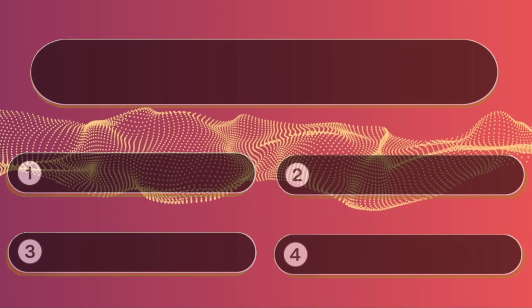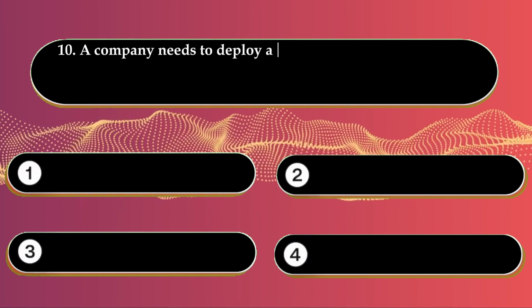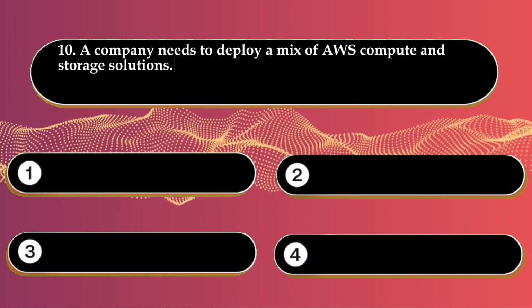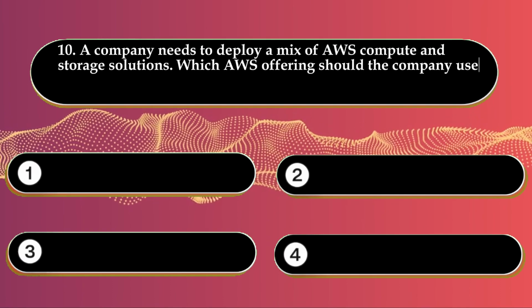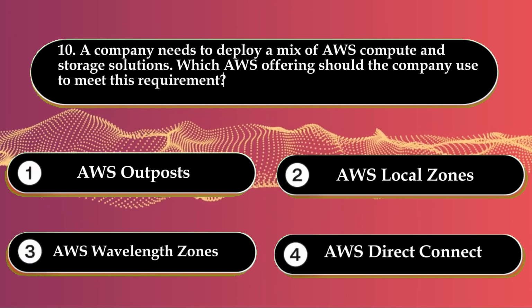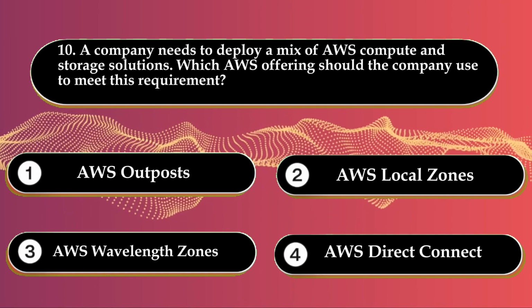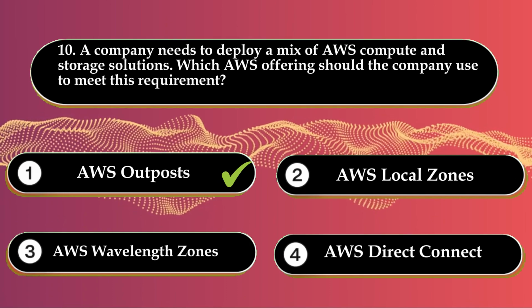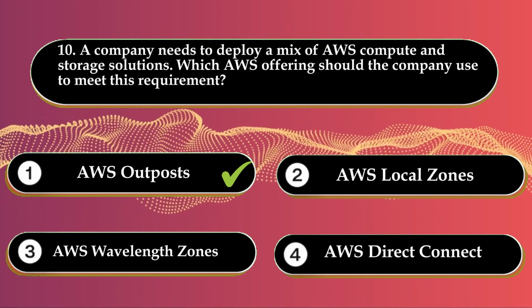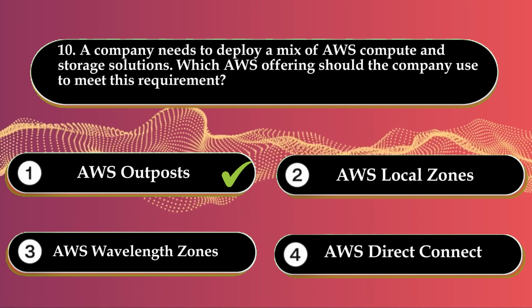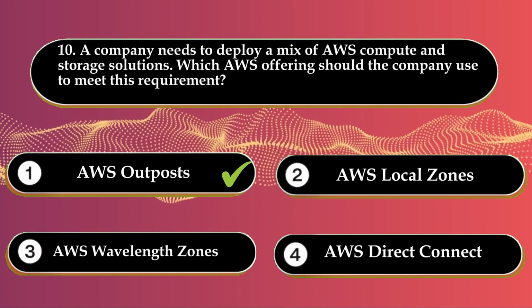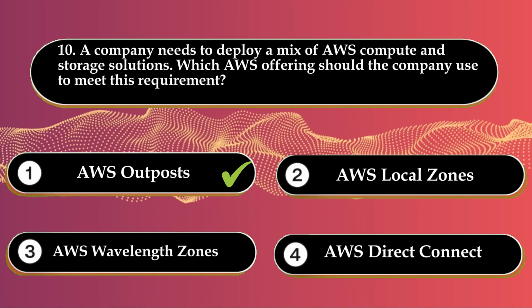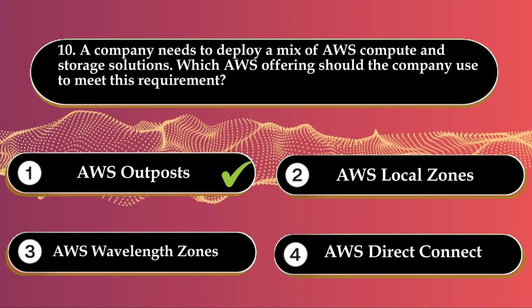10. A company needs to deploy a mix of AWS compute and storage solutions. Which AWS offering should the company use? To meet this requirement, AWS Outposts is the offering that allows companies to run a mix of AWS compute and storage solutions on premises, extending AWS infrastructure, services, and tools to virtually any data center or on-premises facility.